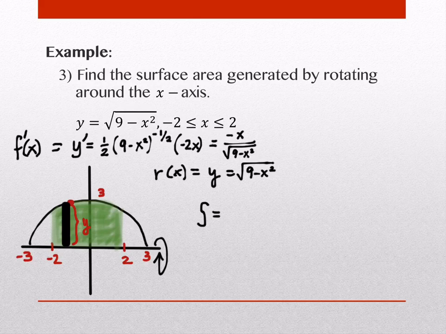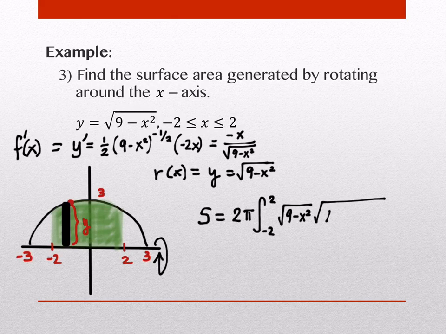So capital S, that looks funny, equals 2 pi first, times the integral from what to what? Negative 2 to 2, right? Or if you read it from top to bottom, 2 and negative 2. And it's supposed to have r of y, or r of x next, which is my square root of 9 minus x squared. And then I'm going to have the square root of 1 plus this derivative that I found, which was negative x over the square root of 9 minus x squared, all squared, and then dx.